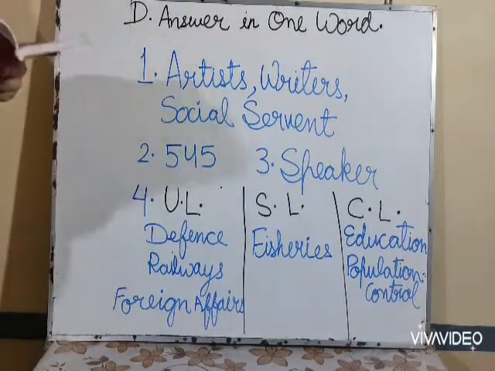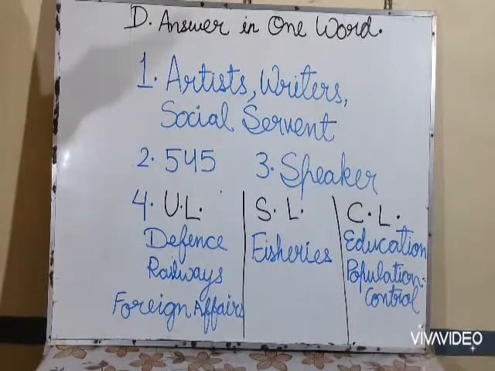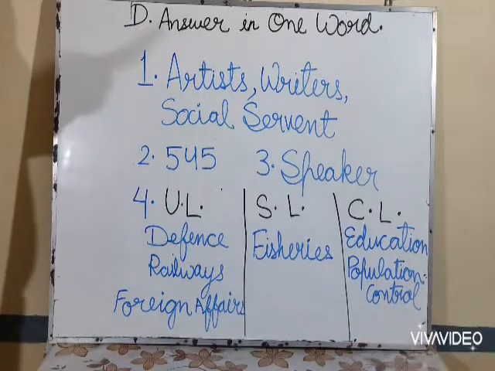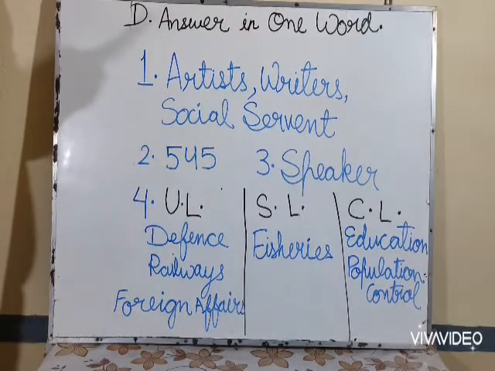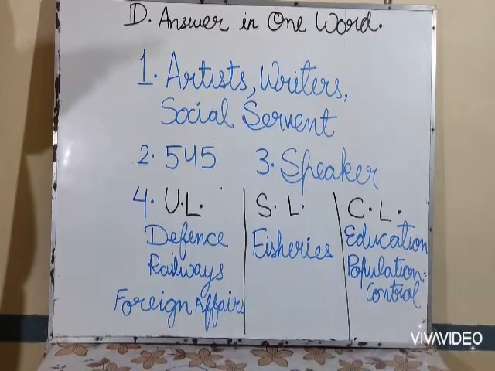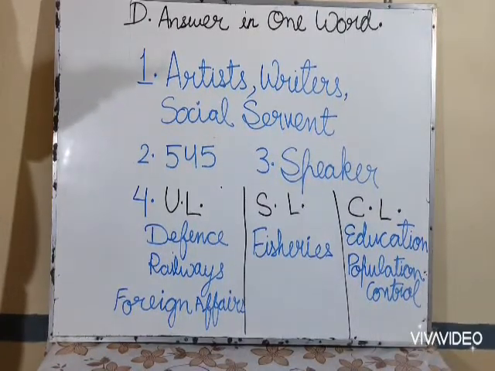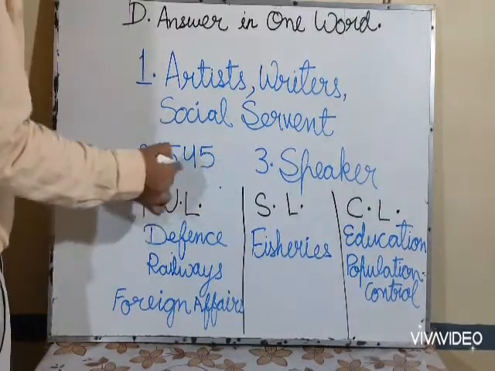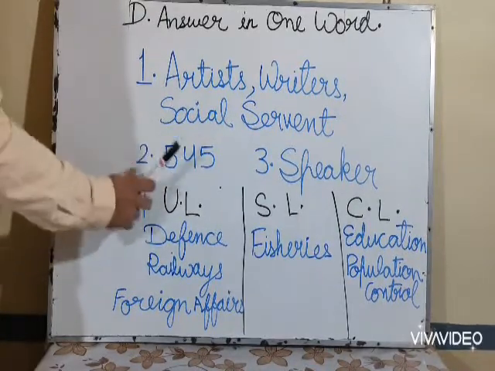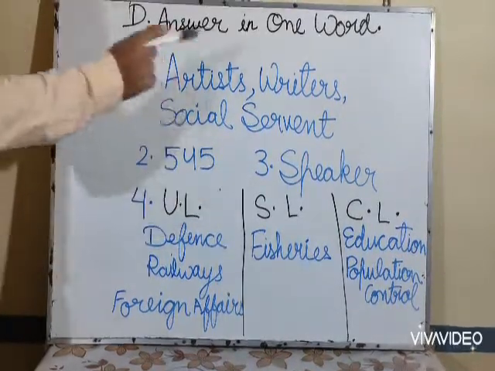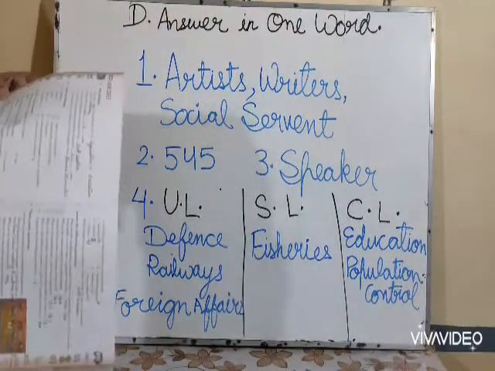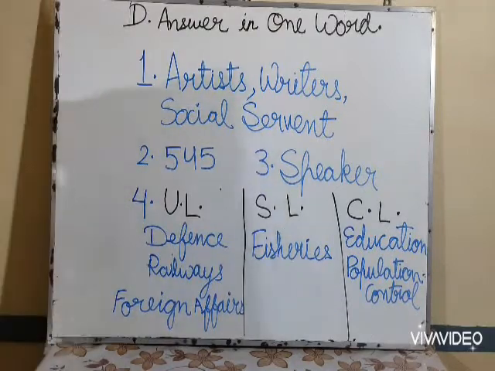Now question number 2. How many constituencies are there in the country for representation in the Lok Sabha? Answer is 545. Answer number D2 is 545.